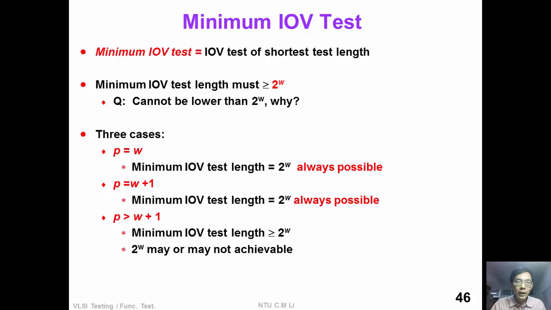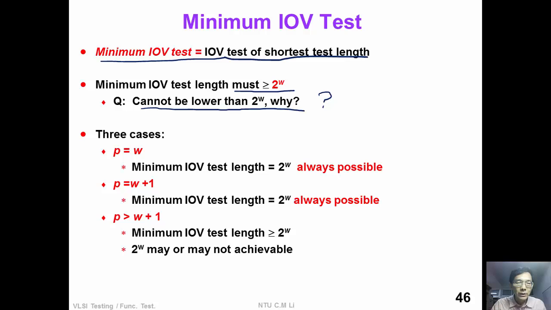A minimum IOV test means the shortest IOV test to test a circuit. The minimum IOV test length must be equal to or greater than 2 to the power of W. The test length cannot be lower than 2 to the power of W. Why? Please think about it.